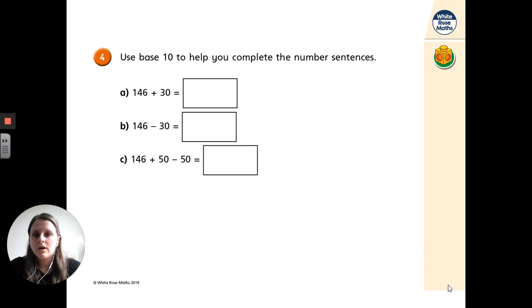Okay. So number 4, use base 10 to help you complete the number sentence. For question A, 146 plus 30. Then for B, you've got 146 take away 30. And then you've got 146 add 50, subtract 50 equals.